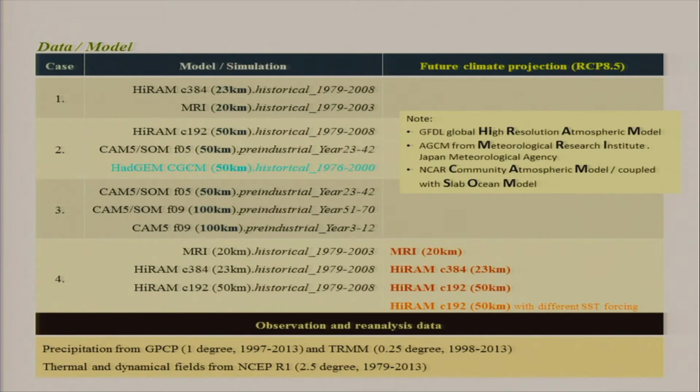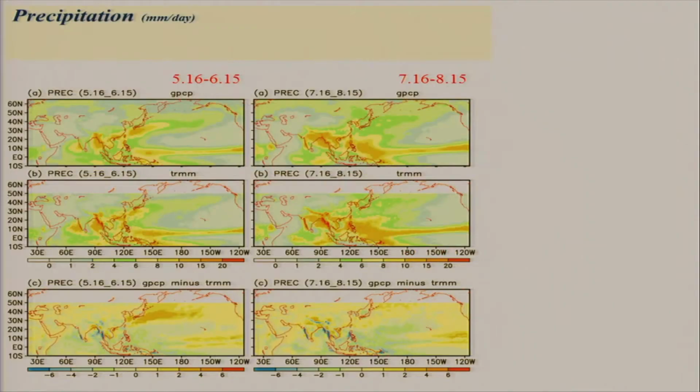Satellite data for comparison include precipitation from GPCP and TRMM, with horizontal resolution of quarter degree and 1 degree respectively, and we also compare the dynamical fields with the NCEP analysis 1.